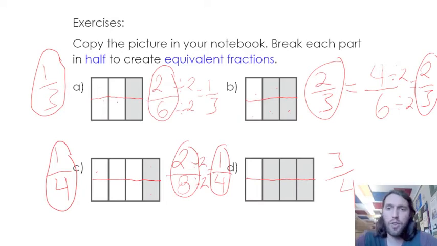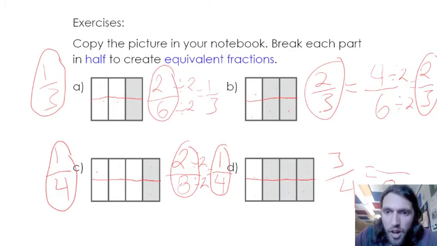Now, let's look at this last one here. So we have 3/4. So that means 3 over 4. And now let's find out how many do we have. 1, 2, 3, 4, 5, 6, 7, 8. So we have 8 on the bottom, and how many on top? 1, 2, 3, 4, 5, 6.